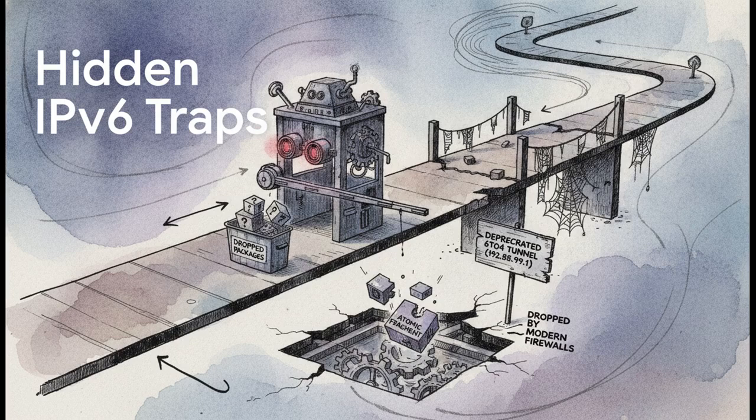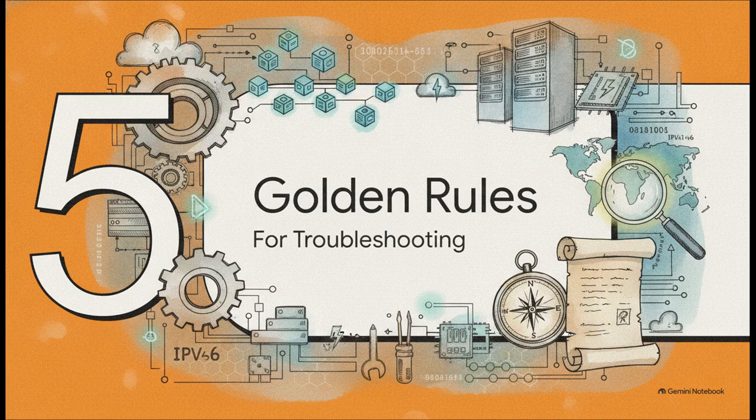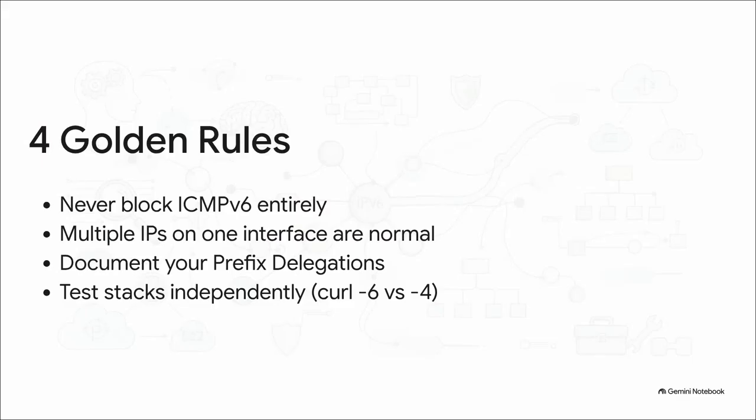And finally, be aware of atomic fragments. These are packets with a fragment header, but no actual fragmentation. Modern firewalls often view them as a security risk and drop them on sight. And that brings us to Section 5, Golden Rules for Troubleshooting. Let's pull everything we've covered today into a rapid-fire survival guide.